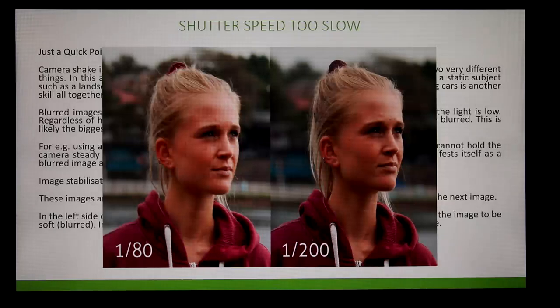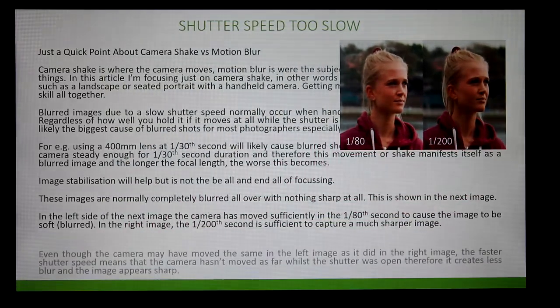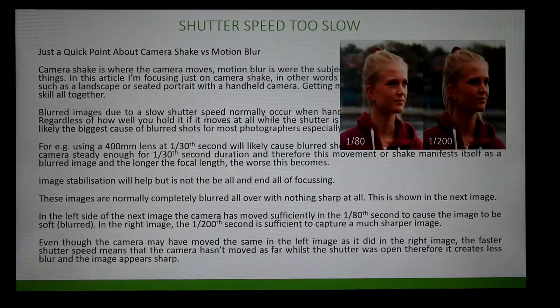In the left side of the next image, the camera has moved sufficiently in the 1/80th second to cause the image to be soft, blurred. In the right image, the 1/200th second is sufficient to capture a much sharper image. Even though the camera may have moved the same in the left image as it did in the right image, the faster shutter speed means that the camera hasn't moved as far whilst the shutter was open, therefore it creates less blur and the image appears sharp.